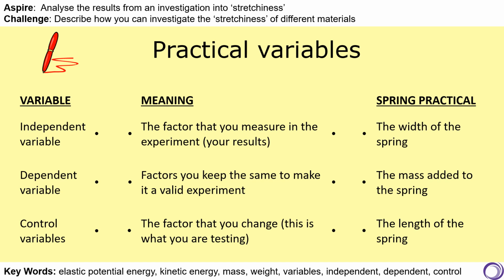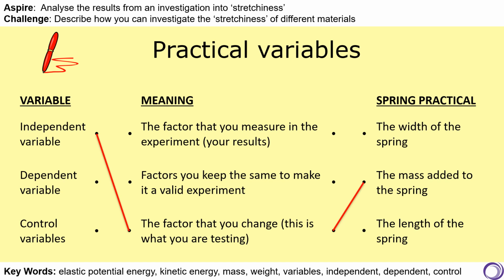Okay, so final self-assessment of this lesson then. Get your different coloured pen. So the independent variable is the factor that you change. So this is what you are testing. Remember, I am an independent person. I change the independent variable. And in today's practical, the independent variable was the mass added to the spring.